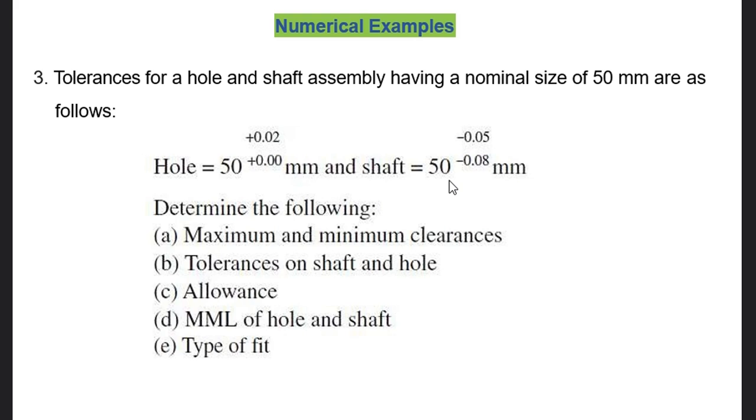Okay, next, what is maximum material condition of hole? Maximum material condition for hole is nothing but minimum diameter. So what is minimum diameter here? 50. So that is your maximum material condition for the hole. And for the shaft, maximum material condition is nothing but maximum diameter of the shaft. So what is maximum diameter of the shaft? 49.95. Okay, and what type of fit are you getting? You are getting clearance fit.